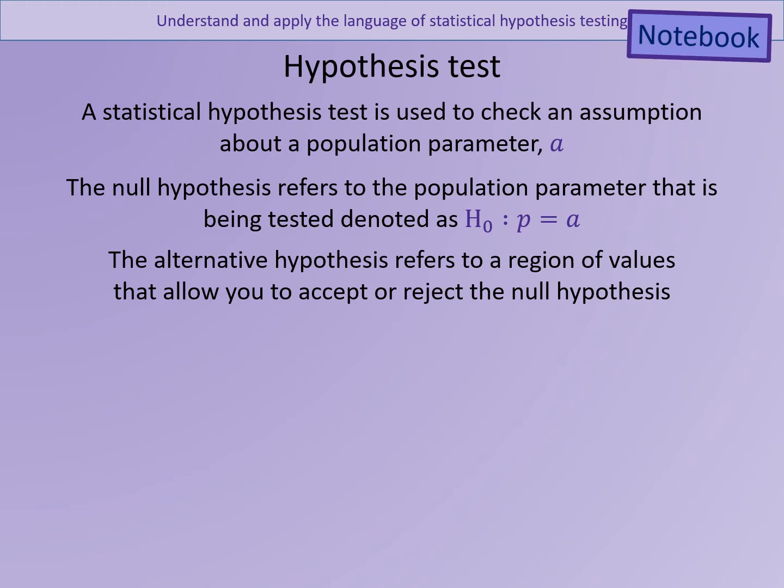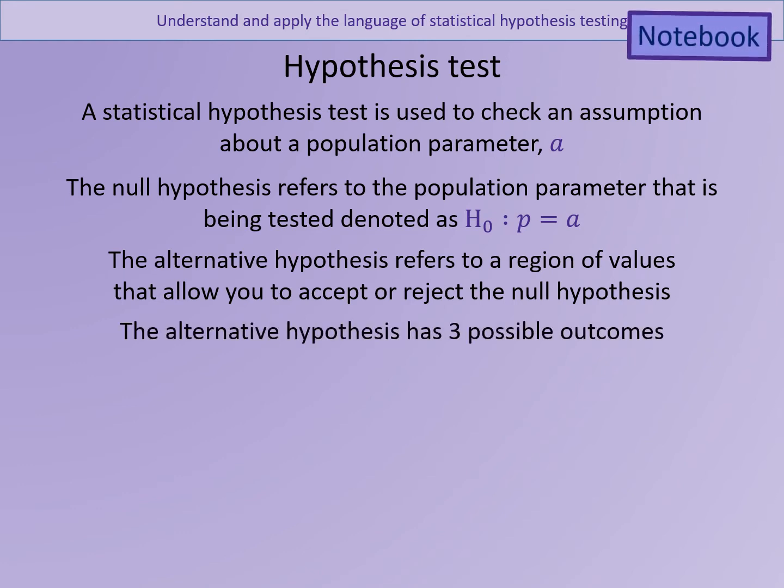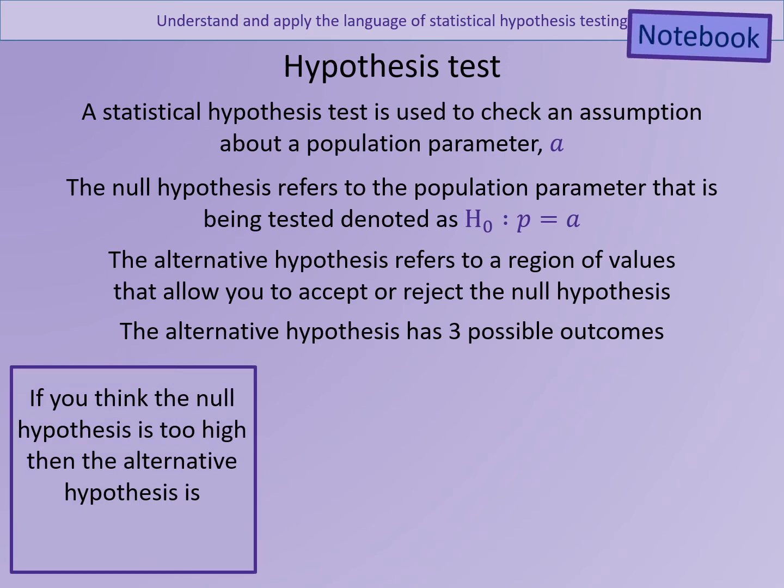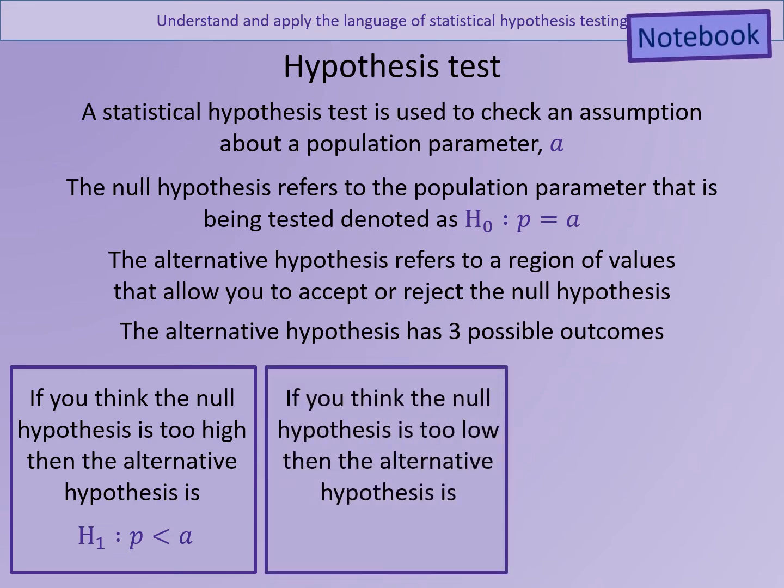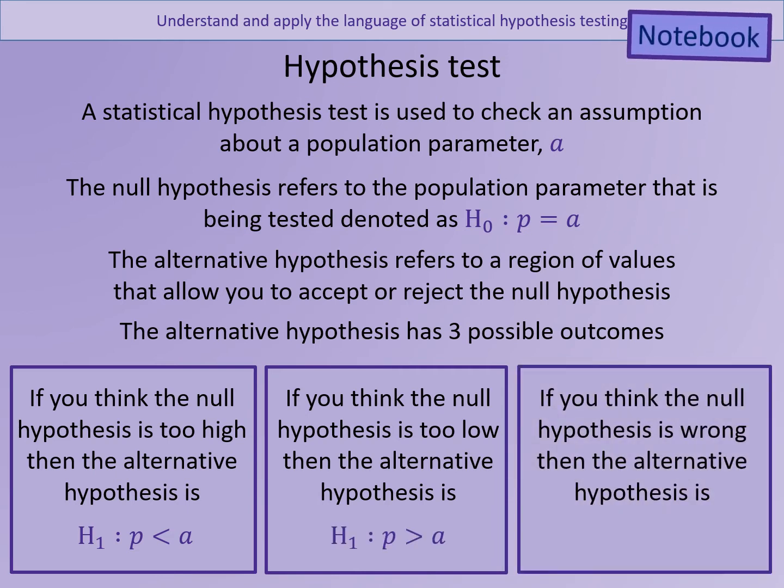The alternative hypothesis refers to a region of values that allows you to either accept or reject the null hypothesis. The alternative hypothesis has 3 possible outcomes. If you think that the null hypothesis is too high, then you can propose an alternative hypothesis, H1, that P is less than A. If you think the null hypothesis is too low, then you can propose an alternative hypothesis, H1, that P is greater than A. And if you suspect that the null hypothesis is wrong, but you're not sure whether it's too high or too low, then the alternative hypothesis would be that P does not equal A.